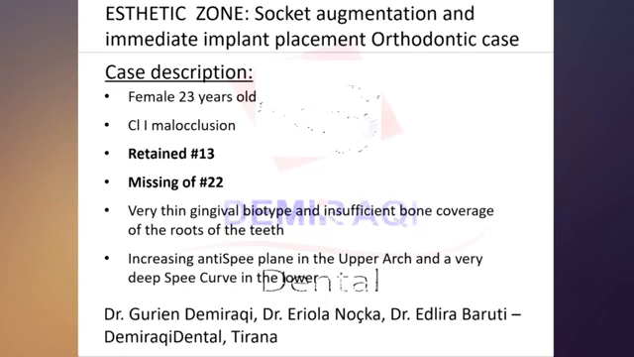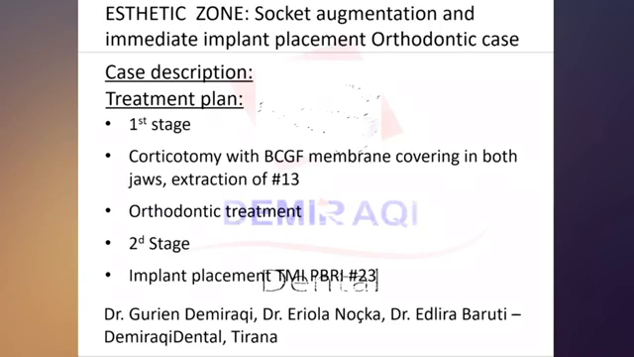Another case: class 1 malocclusion, retained 13, missing 22, very thin biotype and increased SPE plan, which you will check later in the images. The first stage was planned corticotomy with BCGF coverage in both jaws, extraction of the retained 13, and also orthodontic treatment. And then in the second stage, an implant was placed at number 23.